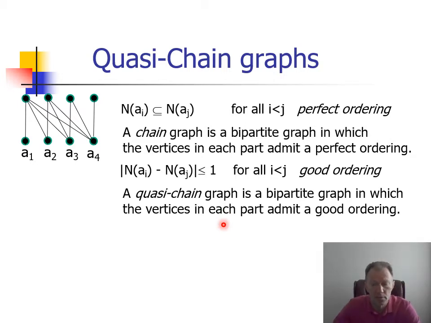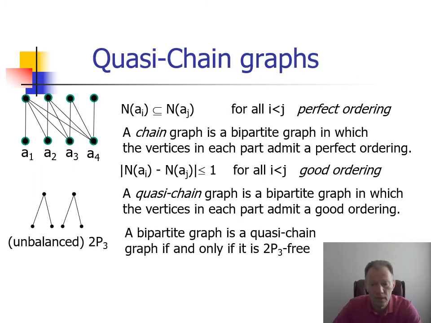This is also a hereditary class, and it also admits a characterization in terms of minimal forbidden induced subgraphs. In this terminology, the class of quasi-chain graphs can be characterized as a subclass of bipartite graphs containing no induced copy of an unbalanced 2P3. 2P3 is the graph represented here. It is a disconnected graph, so it admits more than just one bipartition, and I will call the bipartition in which the centers of the two components belong to the same part an unbalanced 2P3. And throughout this presentation, 2P3 always means an unbalanced 2P3.